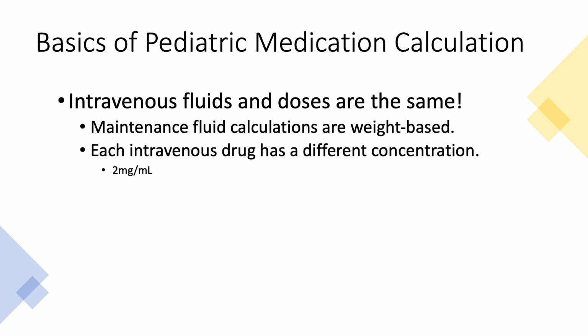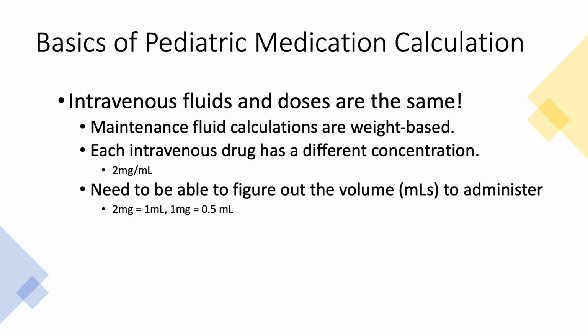For IV drugs, each one of them has a concentration as well, such as in this example, 2 milligrams in every 1 mL. You'll need to be able to figure out how many mLs to administer. Using this example, if you wanted to give 2 milligrams, you would give the entire mL. But if you only wanted to give 1 milligram, you would only give half of the mL.